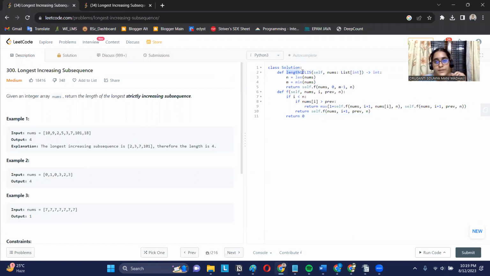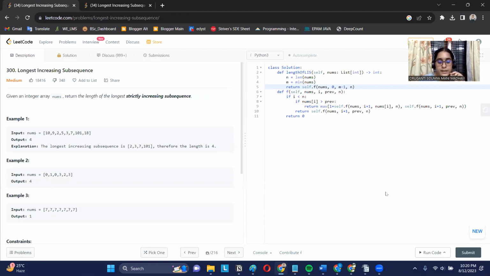So this is a function which we're supposed to write the code for. I'm declaring n as length of nums. M is the minimum of nums. And I'm calling another function, a helper function, f. There could be a better name, I know. And I'm passing it the array. I'm passing it 0. This 0 represents the index of the element in the array that we're visiting. And I'm passing it m minus 1. This is basically the previous element that was added to the subsequence.